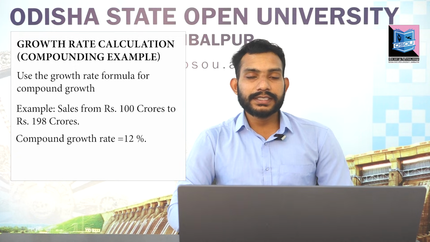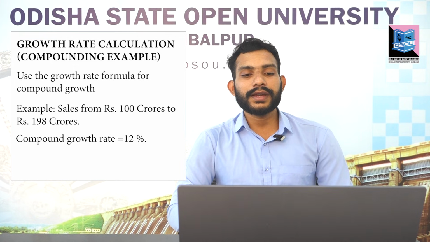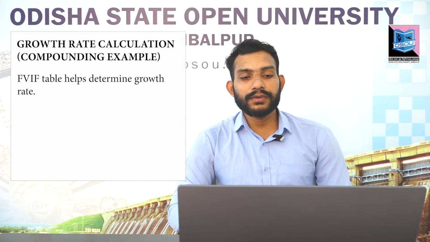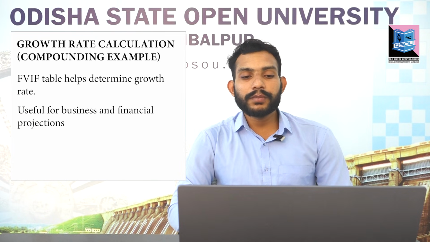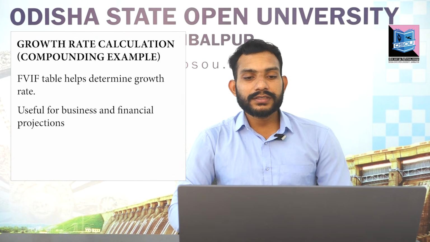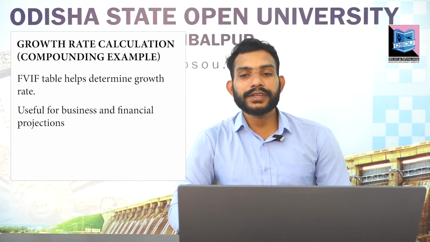This kind of calculation is very useful for financial forecasting and strategic planning, as it gives a clear picture of how fast the business is expanding and helps in achieving future targets. Tools like the future value interest factor table and financial calculators make it easier, especially when you are comparing growth over periods across industries. In summary, compound growth rate helps us understand long-term trends and make better investment decisions based on actual performance.